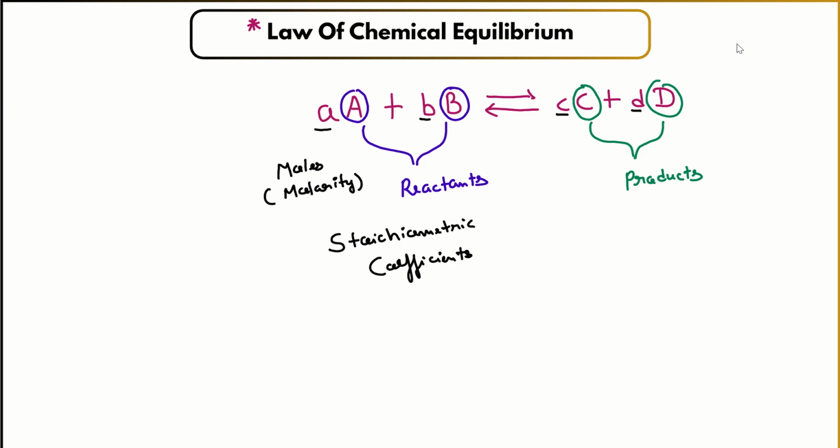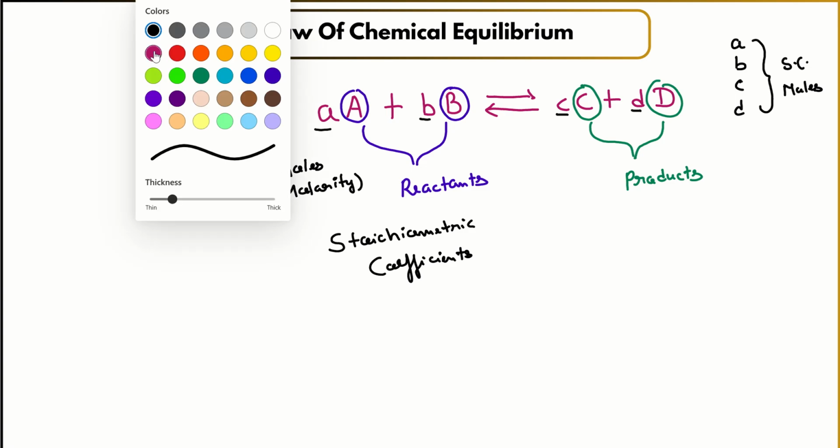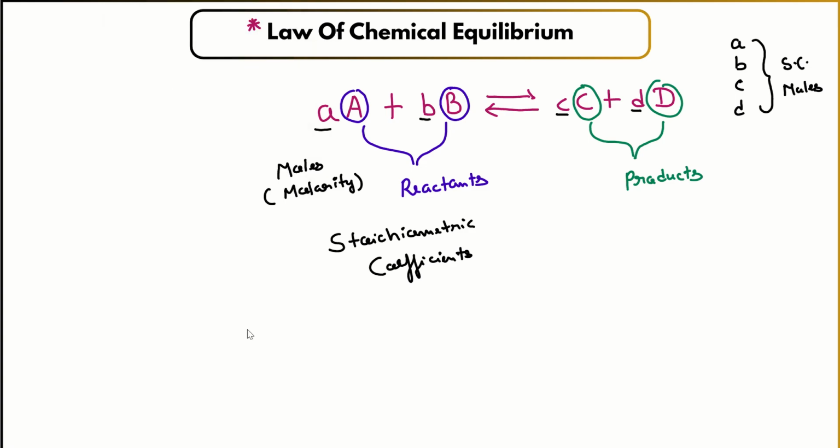So whether you talk about small a, small b, small c or small d, all these are stoichiometric coefficients, which you normally call the number of moles associated with reactants and the number of moles associated with products. Okay, I hope this is simple, this is easy. Now we need to understand what this law says.